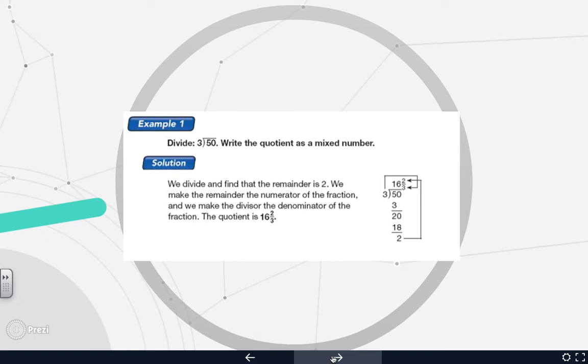Okay, so here's our example for today and our new concept. If we divide 50 divided by 3, what we want to do is write the quotient as a mixed number. Remember, the quotient is the answer to a division problem, and a mixed number is a whole number with a fraction attached to it.